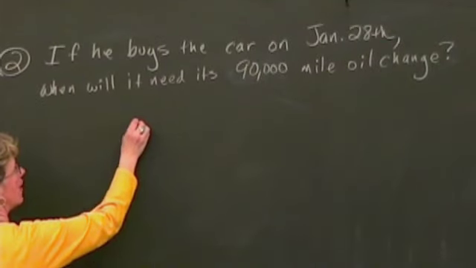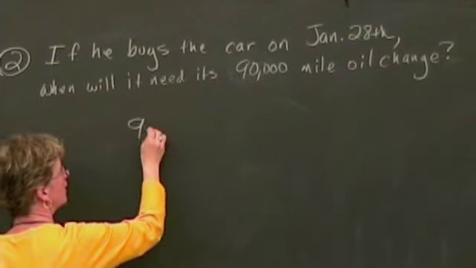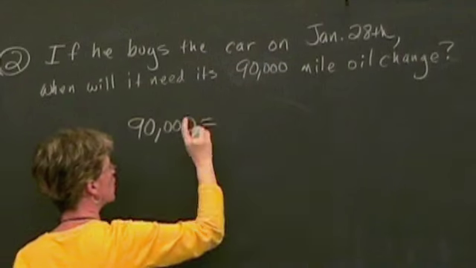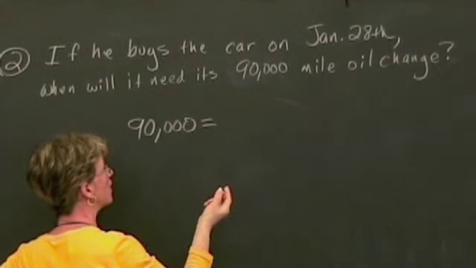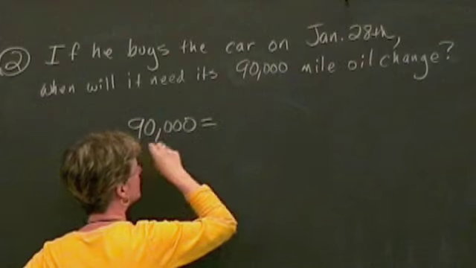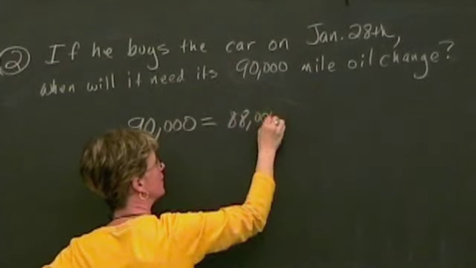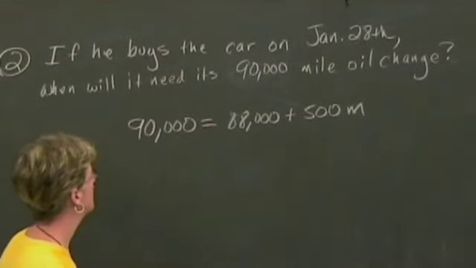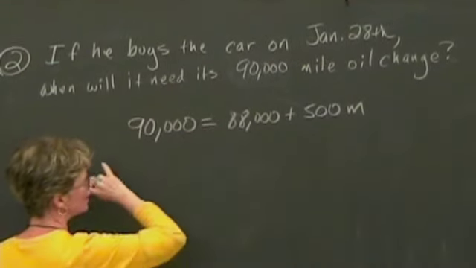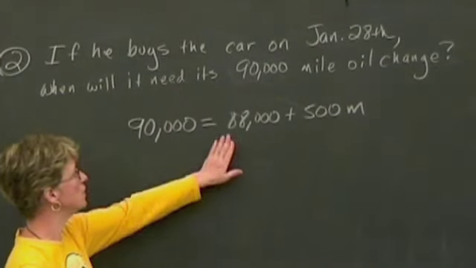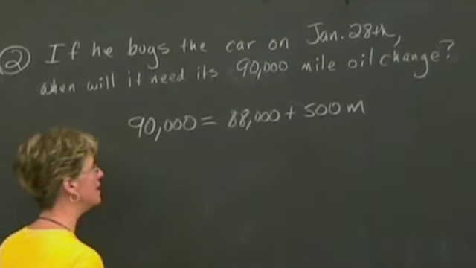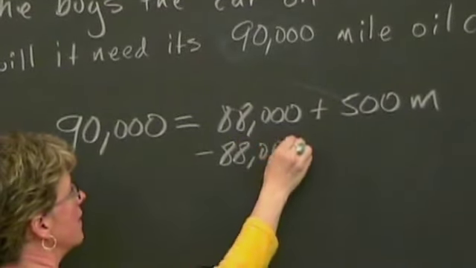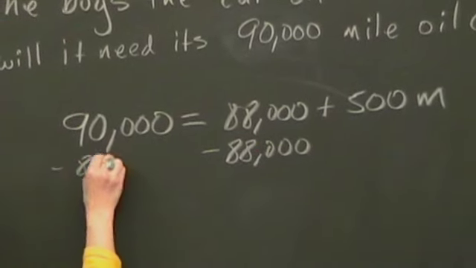We know that O of m is going to be 90,000. So we'll put that in there. We're trying to find out how many months he's going to own this before this is going to happen. So we'll put in the 88,000 plus the 500 times the number of months. All right, we have to then go ahead and solve this equation. First thing we're going to do is algebraically remove the 88,000 by adding its opposite, or just subtracting 88,000 from both sides of the equation.